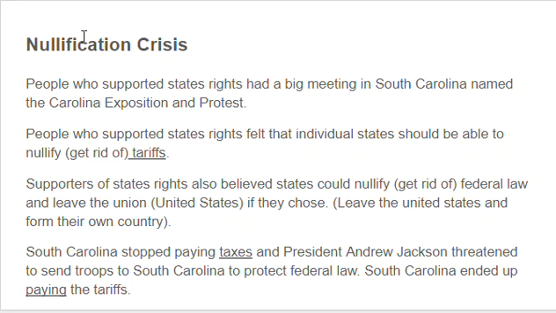And the nullification crisis essentially is South Carolina stopped paying taxes, and President Andrew Jackson threatened to send troops to South Carolina to protect federal law. South Carolina did end up paying the tariffs, but for a little while they were saying, we're not going to pay taxes and we're going to leave the United States. They ended up deciding to pay the tariffs, but this was just showing that the South was not getting along with the other parts of the United States.